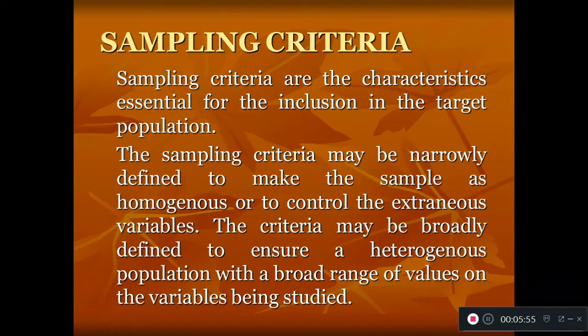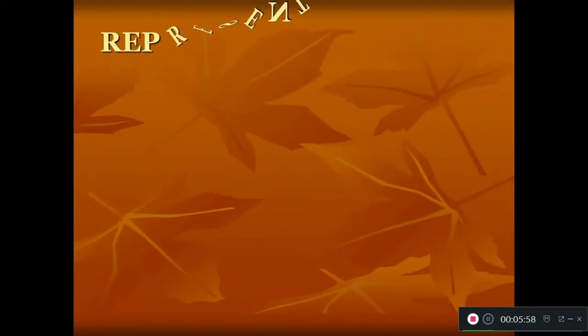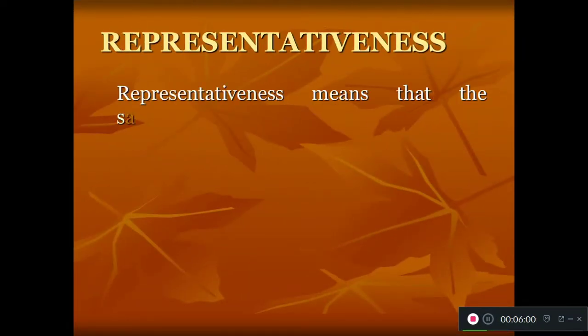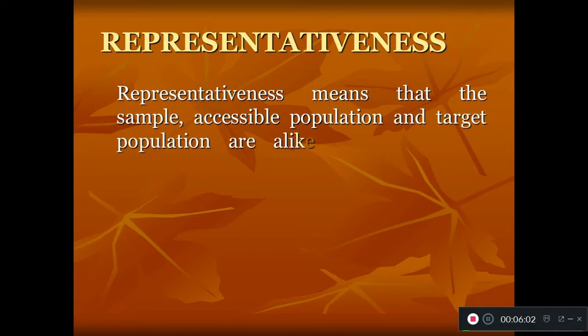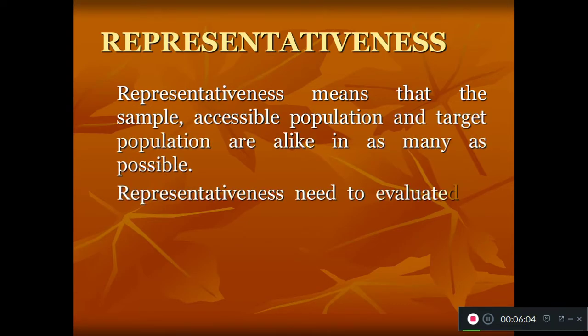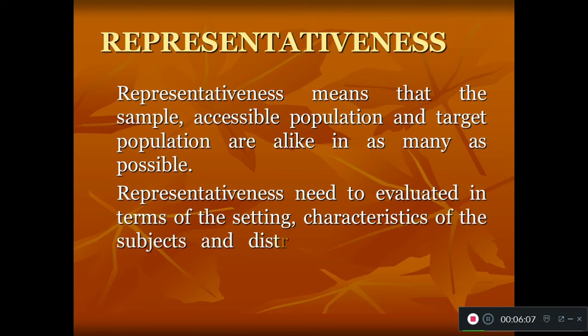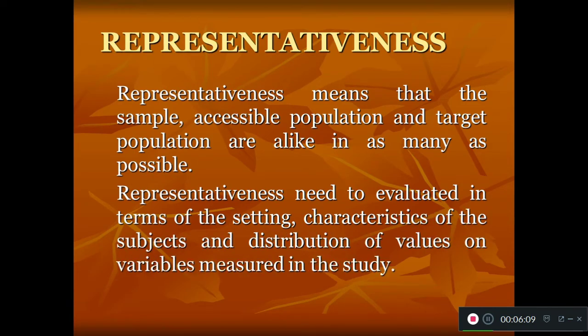Now let's see what is the representativeness. The meaning of representativeness. Representativeness means that the sample, accessible population and the population are alike in as many ways as possible.